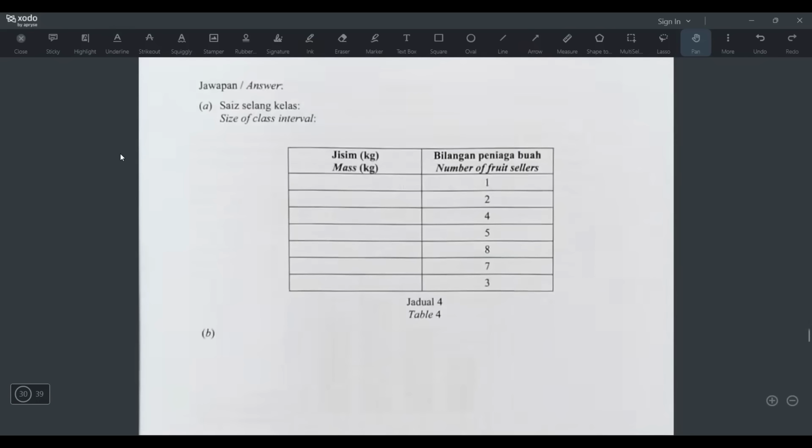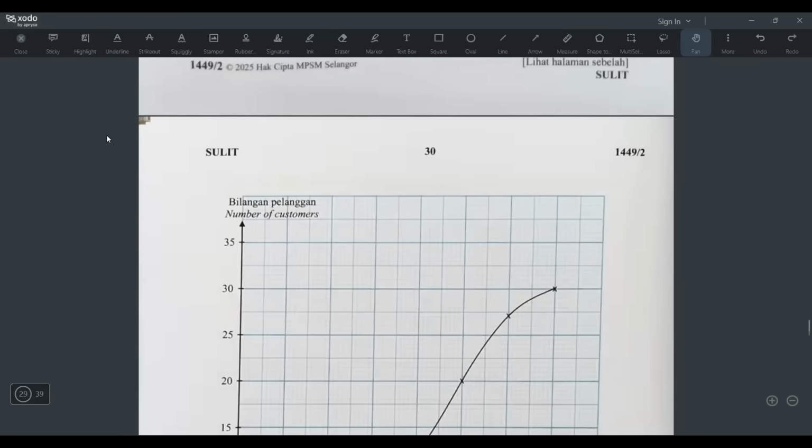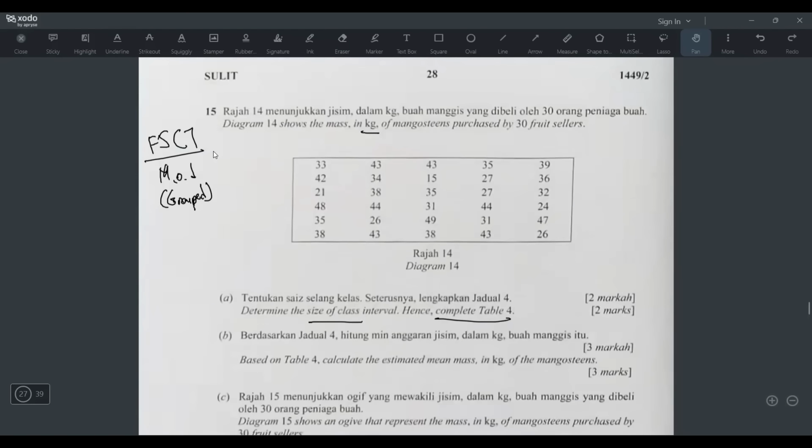Wait, where is it? Okay, this is table 4, but they want to determine the size of class, right? So how can we write the class here? Okay, if you want to know the size of satu class berapa, you go to this here, you find the highest value and the smallest value. You cari nilai paling besar and nilai paling kecil.